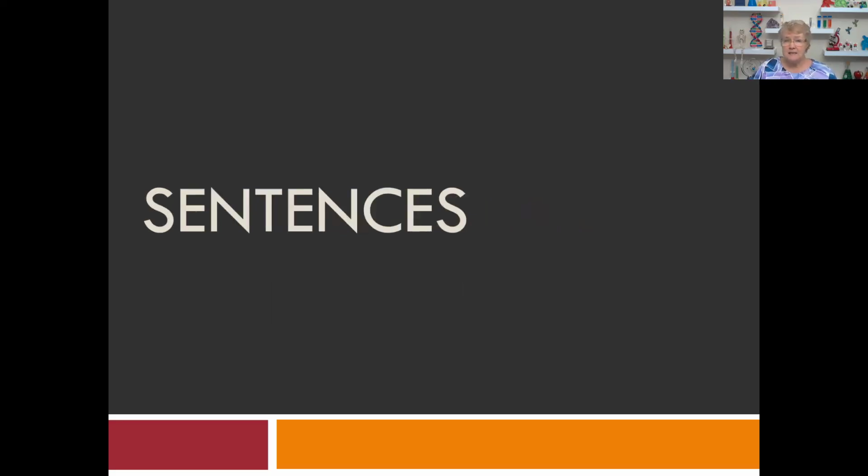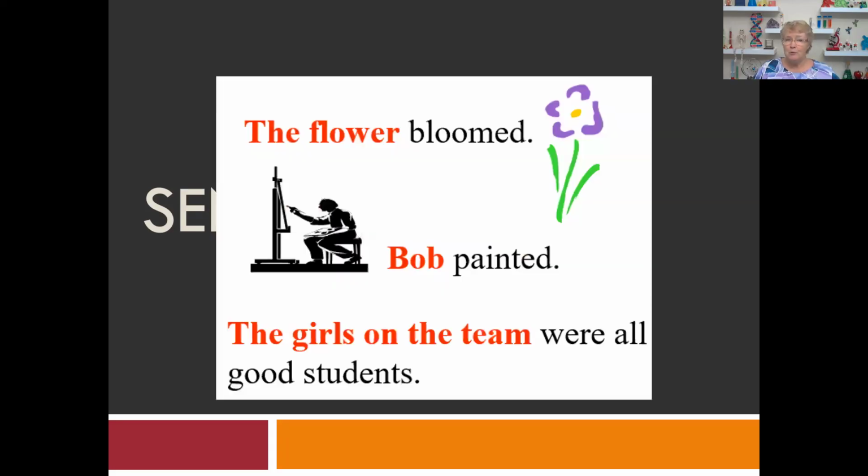Use full sentences in your written assignments. A sentence is a group of words that expresses a complete thought. It could be a very short sentence like "The flower bloomed" or "Bob painted." As long as it has a subject and a verb in it, it's a sentence. We actually would say a subject and a predicate, but for our purposes, most predicates are verbs anyway, action words. So it could be a short sentence, it could be a longer one.